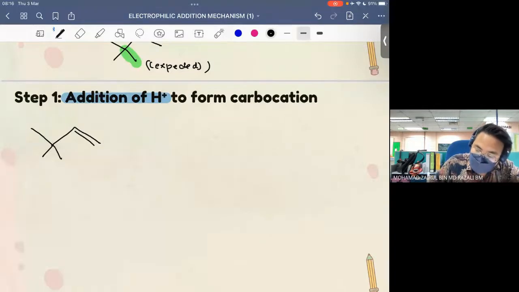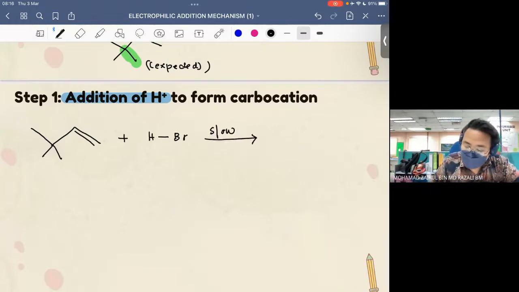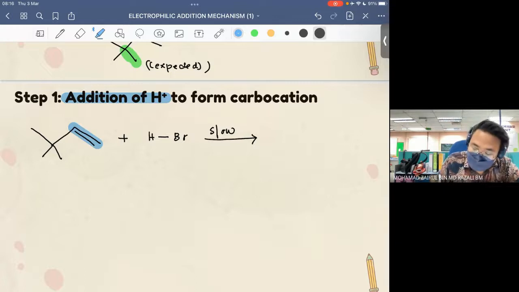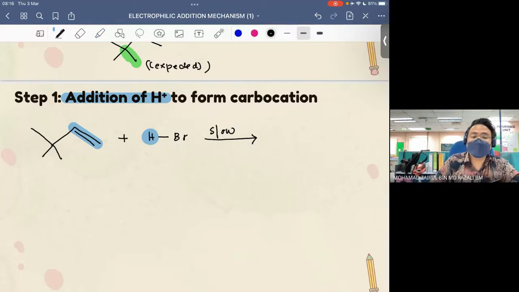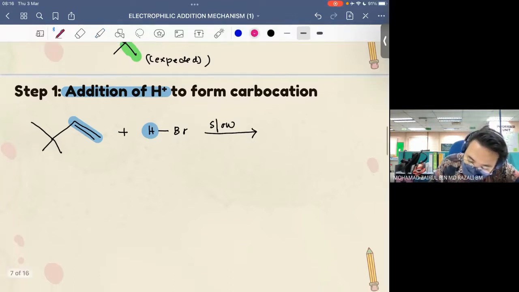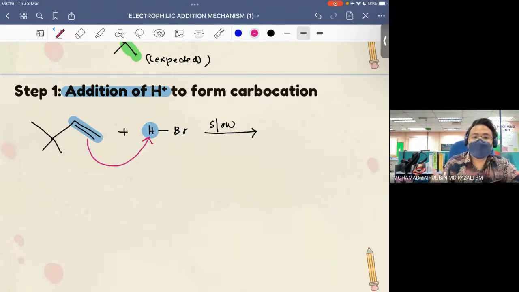Okay, they react with HBr. Remember that the formation of carbocation is a rate determining step. So it's a very slow step. Okay, remember. So nucleophilic site kita, sila berbond C dengan C. Between the two carbons, the double bond is electron rich. So dia boleh donate a pair of electron. They donate a pair of electron to hydrogen. And before the hydrogen itu can be added to the carbon, dia kena break away from the bromine. Okay.